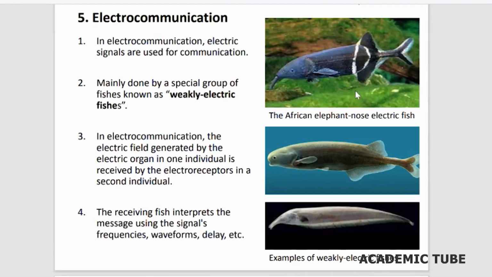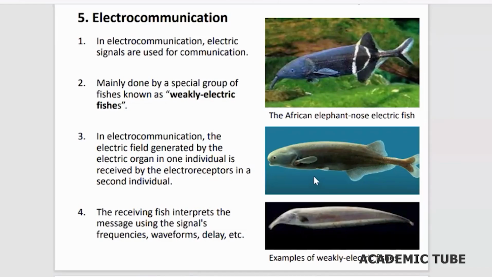Now this fish, the one on top, you see, this is its head. It has a very unique tail, the caudal fin, and the posterior side is quite black in color. One very particular, unique feature in this fish is that it has an elongated snout. The common name given to this fish is the African elephant nose electric fish. Now I have used a new word, electric fish.